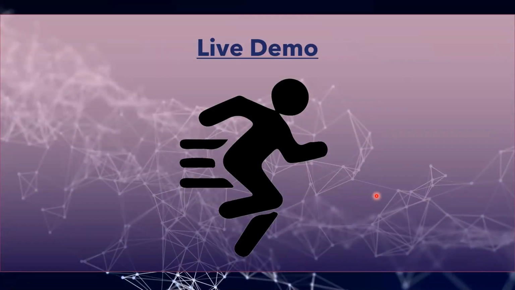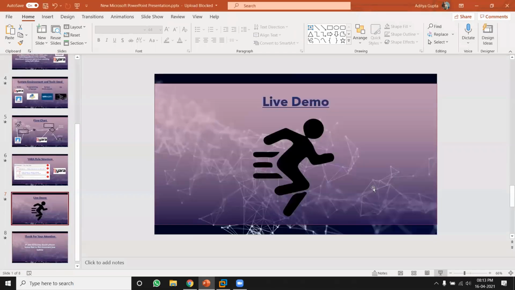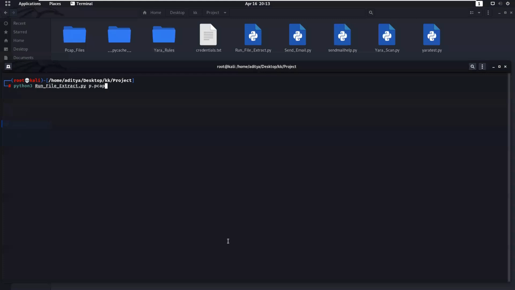Let's now run through the lifecycle of my project. This is the folder structure of my project. The PCAP files will be stored within this folder, and this folder is storing all the YARA rules. And this is the first file, the Python script that is going to run and extract all the payloads from the PCAP file and store them in a particular folder.